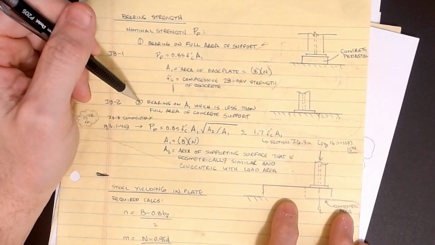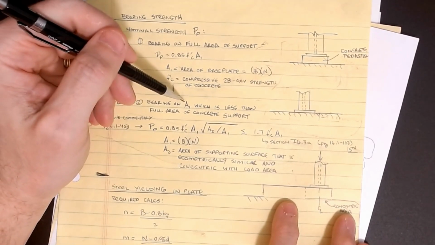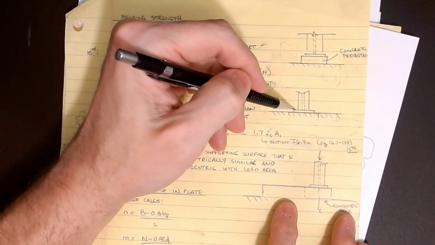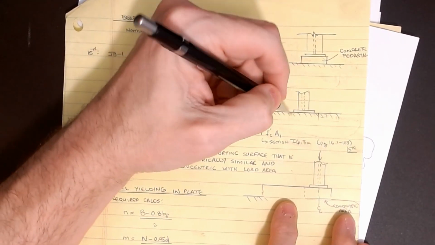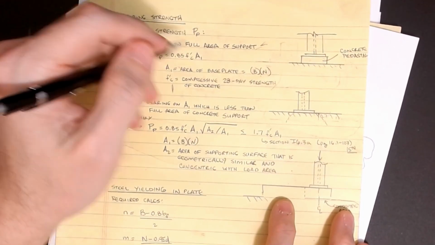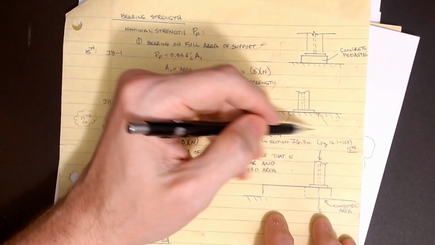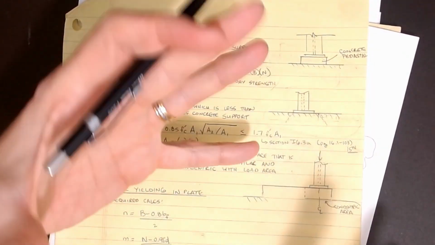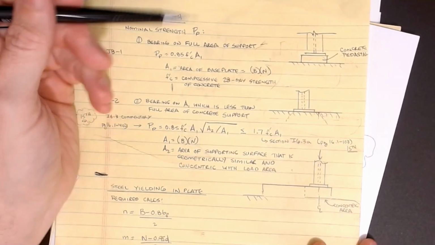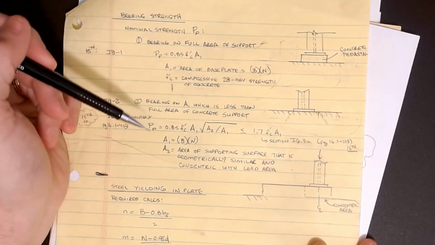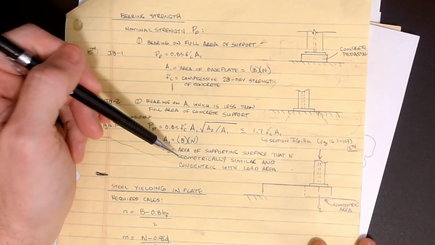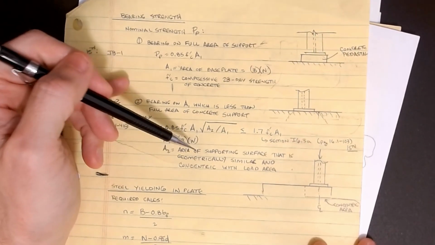Case number two is a situation where the bearing on A1 is less than the full area of the concrete support. So now we have a concrete slab and a plate bearing directly on it, and what happens is the critical stress is assumed to occur at some sort of 45-degree angle, and you'll actually use a dimension in the concrete of this width to help figure out what the stress is as it fans out and spreads out from the load going in. So we have to be careful on that. A1 is still B times N, but A2 is the area of the supporting surface that is geometrically similar and concentric with the load area.